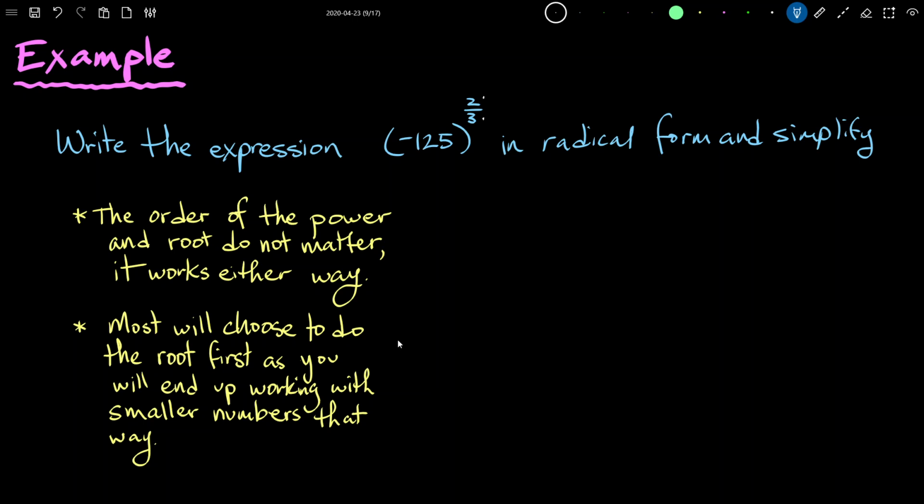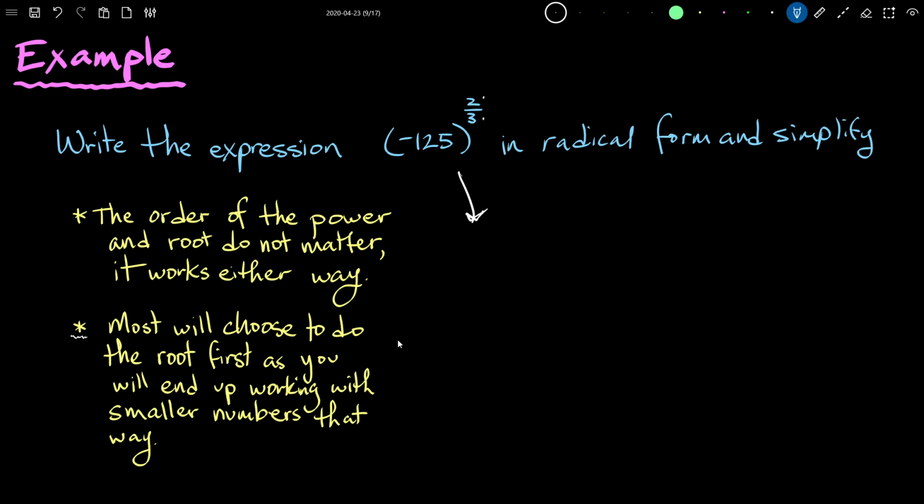Over the years of teaching, I've definitely found that most people choose to do the root first, because taking a root of something makes the number you're working with smaller, and then doing the power last is just easier to work with. But if it works better to do it one way or the other, go for it. So in the example, I'll actually work it both ways. I'll start with the one that I think most people would choose first.